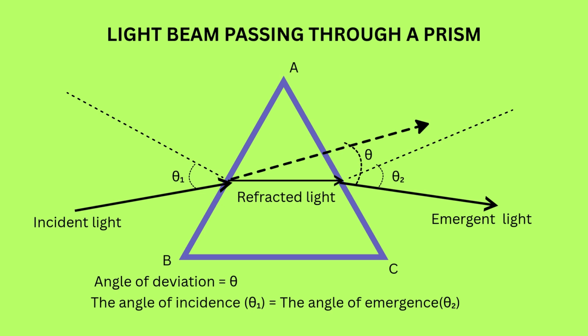When the light beam comes out of the prism, from glass to air, it bends away from the normal because it is now moving into a rarer medium. This is refraction at the second surface. The emerging ray is not parallel to the incident ray, it has changed its direction. The angle between the incident ray and the emergent ray is called the angle of deviation. It is denoted by the symbol theta here. Also, angle of incidence is equal to the angle of emergence.